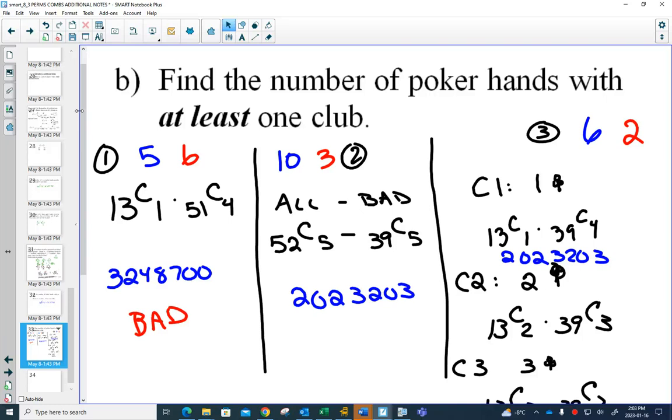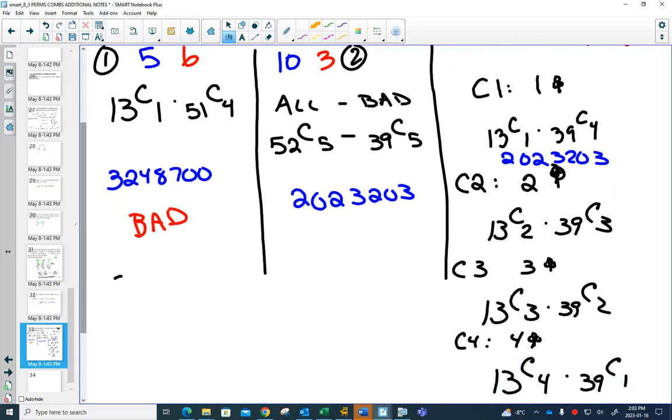So what went wrong in the first one? Well, if we analyze what we did, I'll do an example. 13 choose 1, I could have chosen any club. Let's say I chose the 2 of clubs. Then I put my other 12 cards back in the deck, and now I'm going to choose 4 more. Maybe I choose Ace of Diamonds, King of Hearts, Queen of Diamonds, and 5 of clubs.